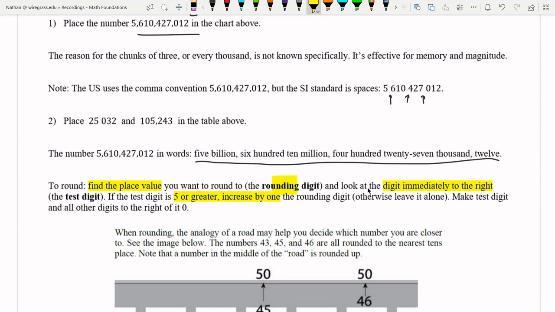And you're going to look directly to the right of that rounding digit. The digit to the right of that is called the test digit. If it's 5 or greater, then you're going to increase the rounding digit by 1. Otherwise, don't change the rounding digit. Finally, you're going to make the test digit and all other digits to the right 0. So it's important that you make everything to the right of it 0. You're going to ignore every value that's in there, just change it to 0, and that's how you round.